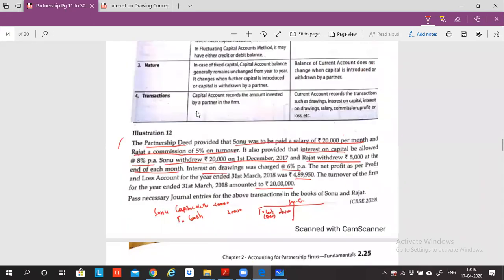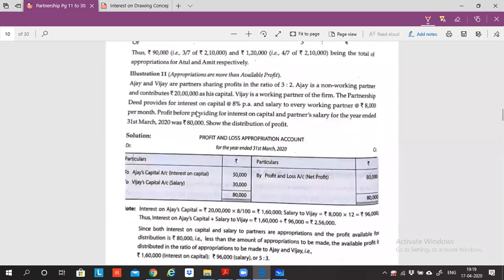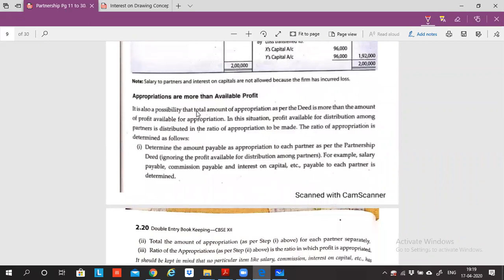That is illustration 11. So page number 2.20. This one? Okay, yes. So we have to read this. Now it says that appropriation is more than available profit. Can somebody tell me what this means?